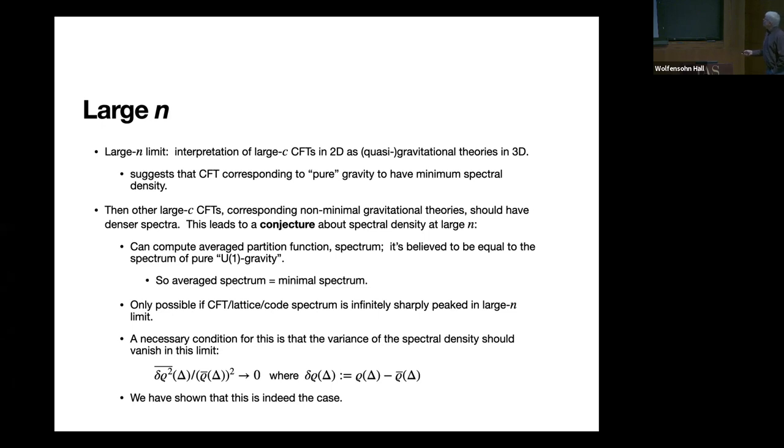Reference on the next page. It's believed to give us the spectrum of pure U1 gravity. So the average spectrum, we're saying, is then going to be the minimal spectrum. This is only going to be possible if the code spectrum or the CFT spectrum is infinitely sharply peaked in the large N limit.